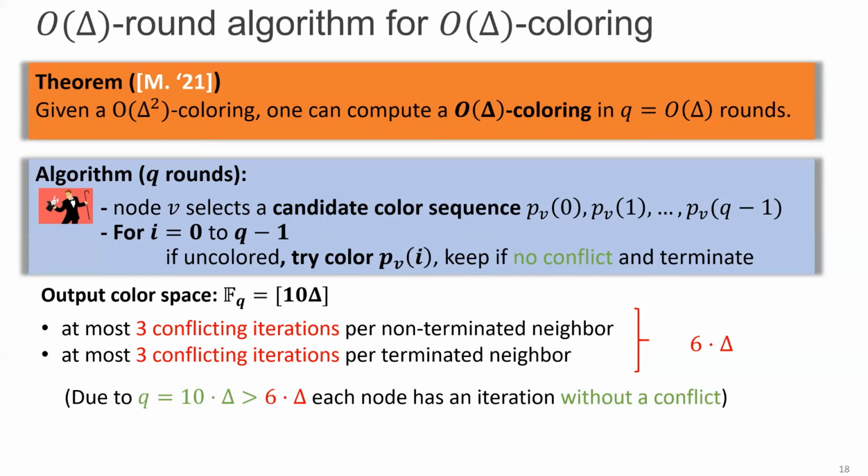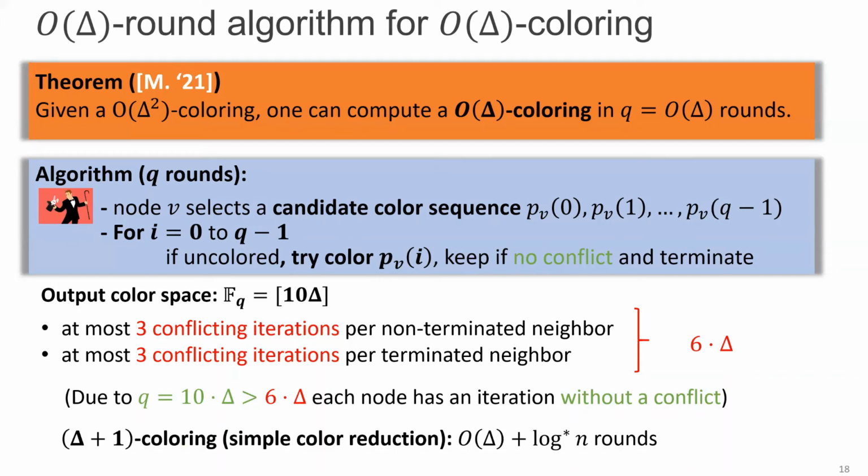So this is a very simple algorithm. It has linear in delta runtime to compute an order of delta coloring. Now you can go to a delta plus 1 coloring by spending another order of delta rounds and just reduce one color per round.